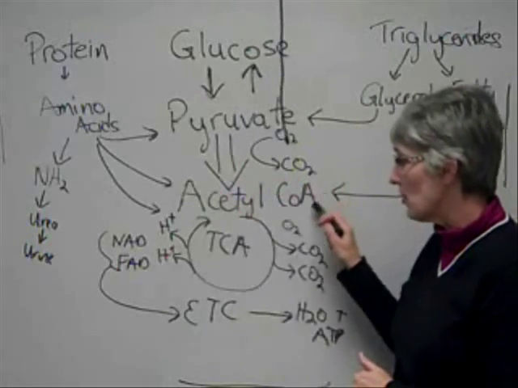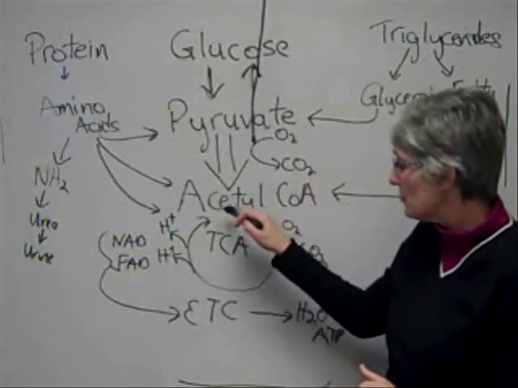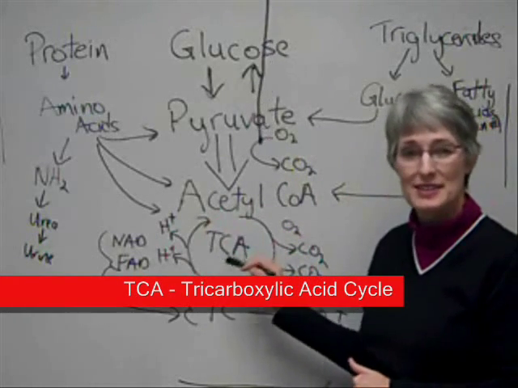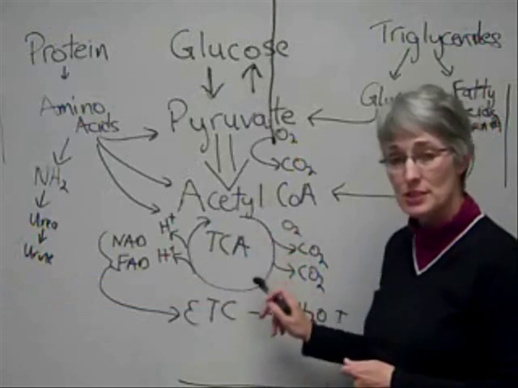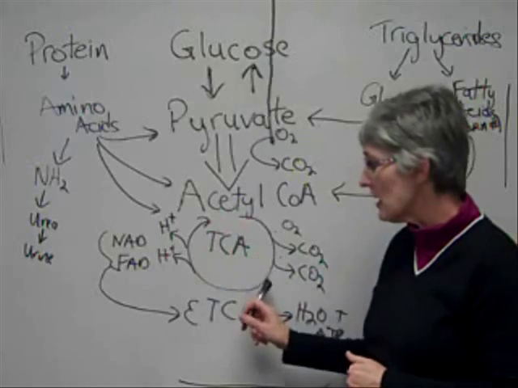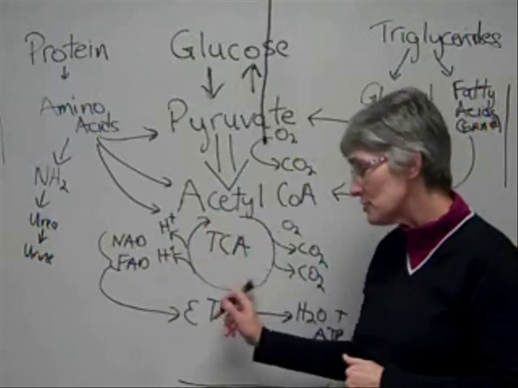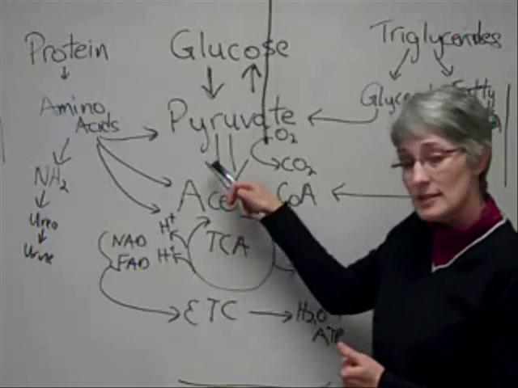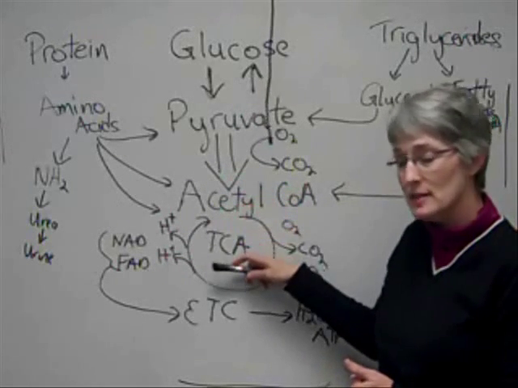Once it gets to acetyl-CoA, that's the first process, then it drops into that TCA cycle, tricarboxylic acid cycle. It's sometimes called the citric acid cycle, sometimes the Krebs cycle, but it's just a series of metabolic pathways that does rotate, and so we call it a cycle. But once we get to acetyl-CoA, we can drop down into that TCA cycle.